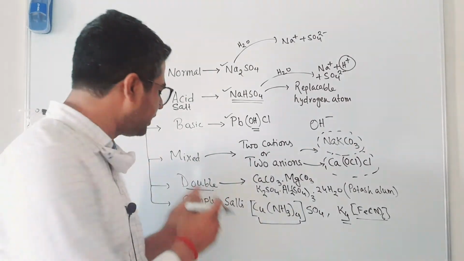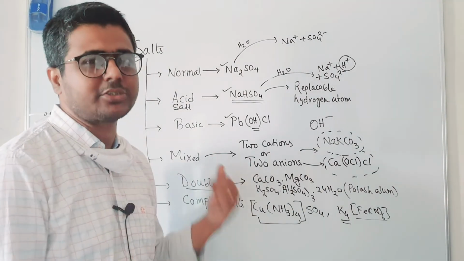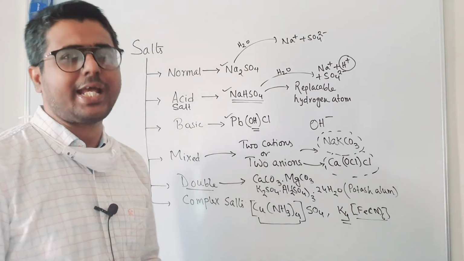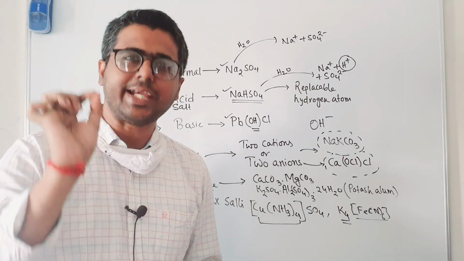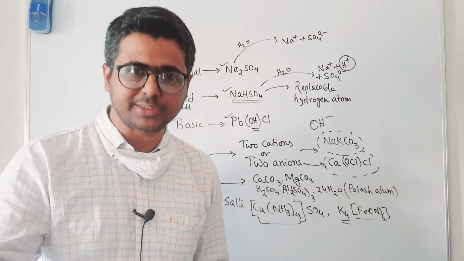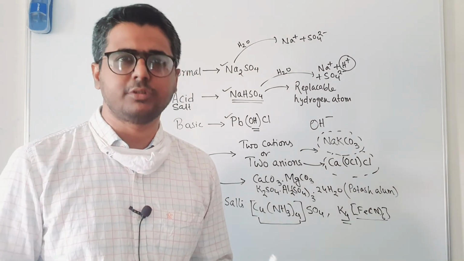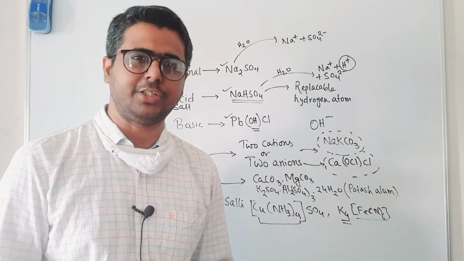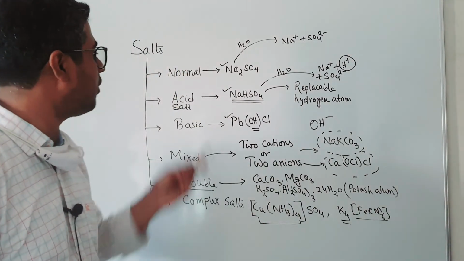We will go for the double salts, 2 salts, and mixed salts, 2 anions or 2 cations. Going above, acid salt is known to you: H plus. Basic salt: OH minus. And normal salt: no H plus, no OH minus, nothing complex, no double and nothing mixed altogether. I think this will help you to remember all these types of salts.